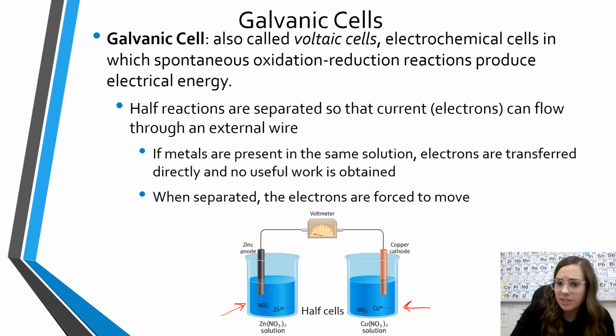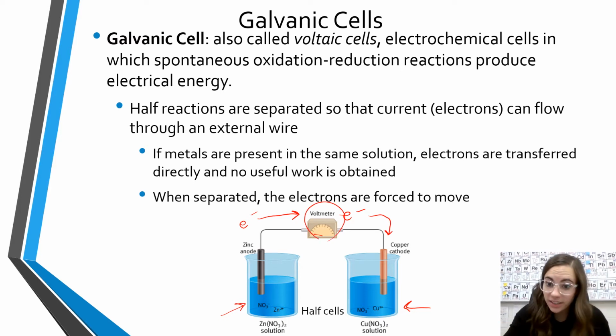We'll talk all about that for our lab purposes, and in real life, this is essentially how batteries work. But anyways, we separate them into two locations, and so instead of the electrons being able to flow directly from one species to the other, we force the electrons to move through this external wire. And you'll notice right here we have a voltmeter. That's because we can actually measure the voltage that's created. So by separating the oxidation and reduction reactions into two separate places and connecting them with a wire, we are forcing those electrons to travel through that external wire.